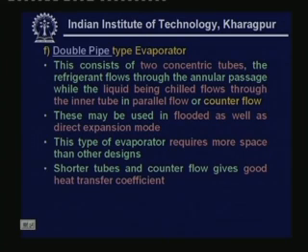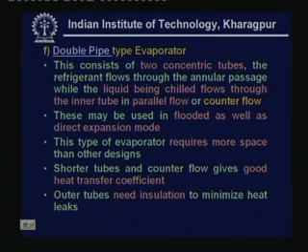Shorter tubes and counter flow give a good heat transfer coefficient. And the outer tubes need insulation to minimize heat leaks. Insulation is required because the refrigerant flows through the annular space, and the refrigerant temperature is much lower than the ambient temperature. So to reduce heat leaks, you have to insulate the outer tubes.